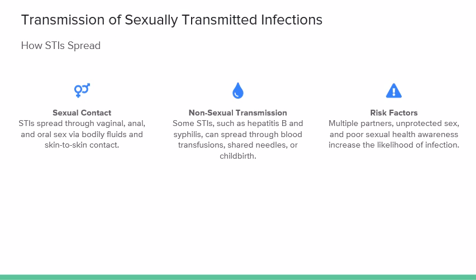Some STIs can also be transmitted non-sexually. Hepatitis B and syphilis, for example, can spread through shared needles, blood transfusions, or from an infected mother to her baby during childbirth. Several factors increase the risk of STI transmission, including having multiple sexual partners, engaging in unprotected sex, and lacking knowledge about STI prevention. By practicing safe sex and undergoing regular testing, individuals can reduce their health risks and protect their overall health.